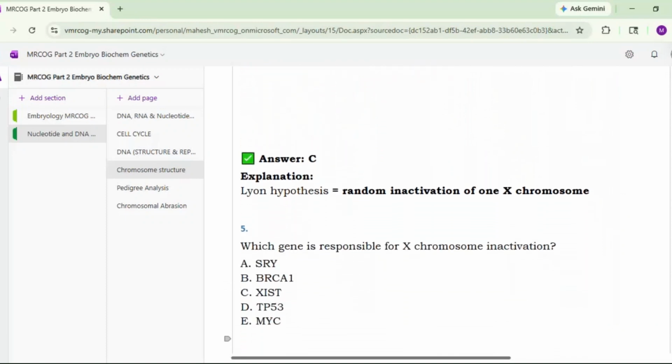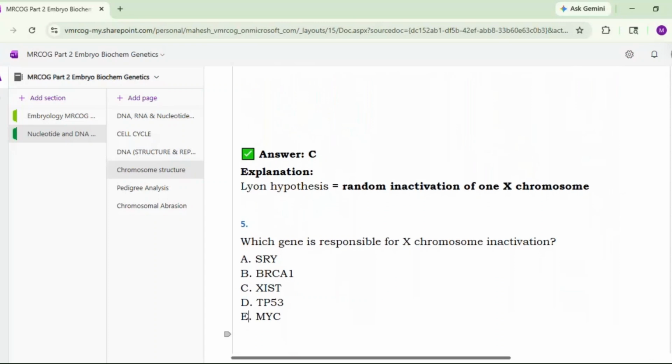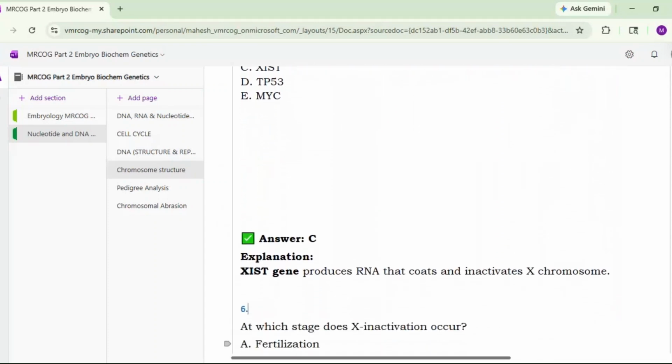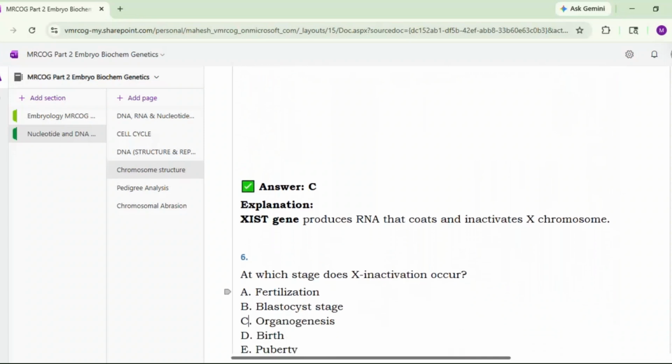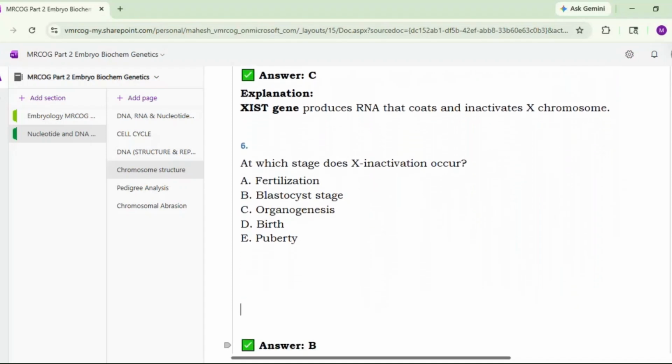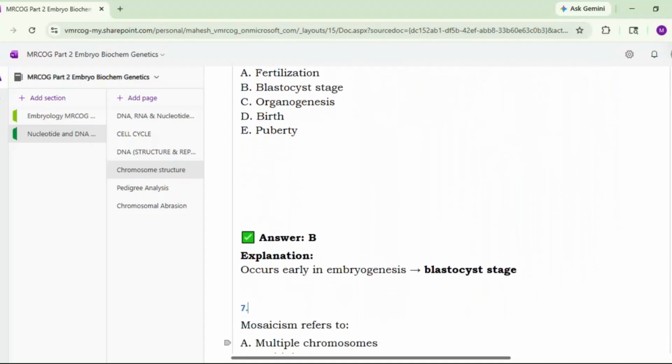Next. Which gene is responsible for X chromosome inactivation? Sir, option C, XIST gene. Yes. Option C. This gene produces RNA that coats and inactivates the X chromosome. Next. At which stage does X inactivation occur? Sir, option B, blastocyst stage. Correct. Early embryonic life, it is the blastocyst stage. Correct. Next.